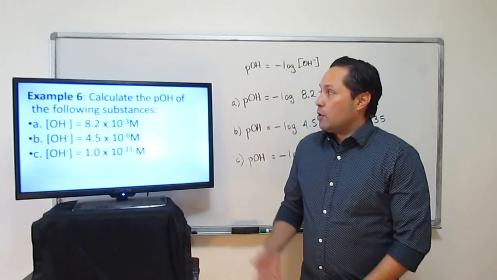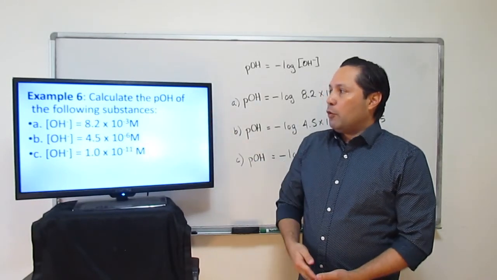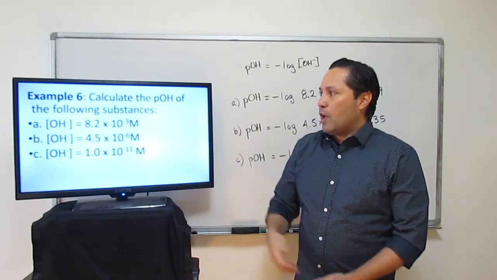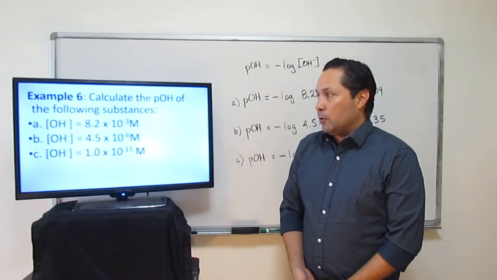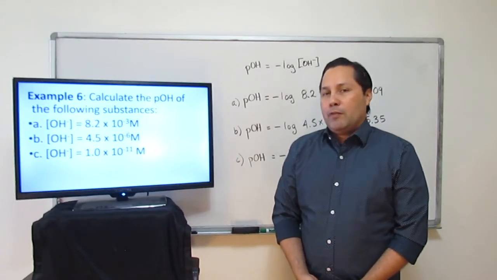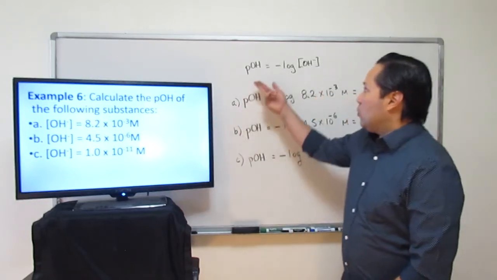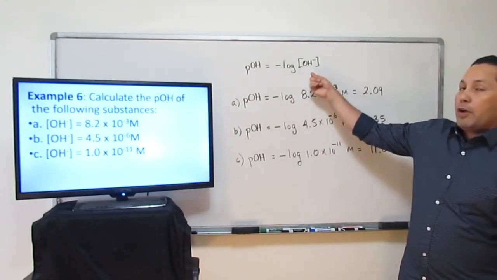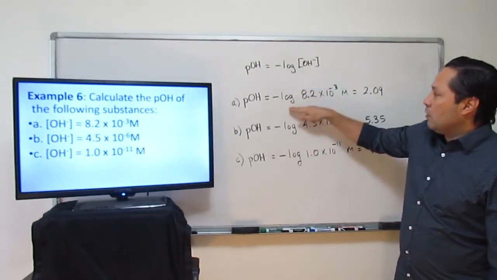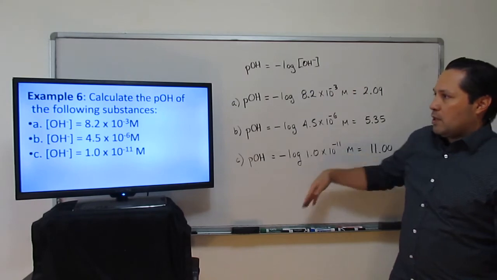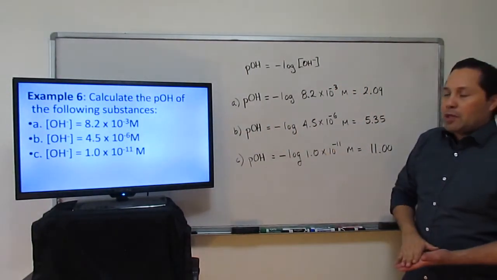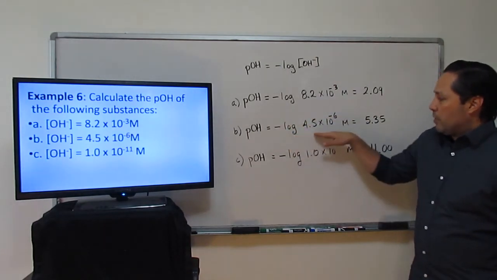In example 6, we're asked to calculate the pOH of the following substances. We have solution A, B, and C, and they have a concentration of 8.2 times 10 to the negative 3 molar, 4.5 times 10 to the negative 6 molar, and 1.0 times 10 to the negative 11 molar. So to solve for the pOH, what you would do is you get the negative log of the hydroxide ion concentration as they're given to us right here. So you'll see that I got negative log and I substituted each of the 3 values that they gave us here, here, and here for A, B, and C. And all you do is put in your calculators negative log of this number, same here, same here.